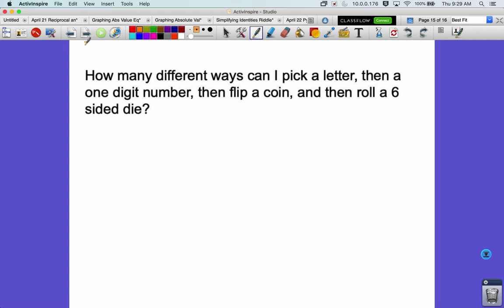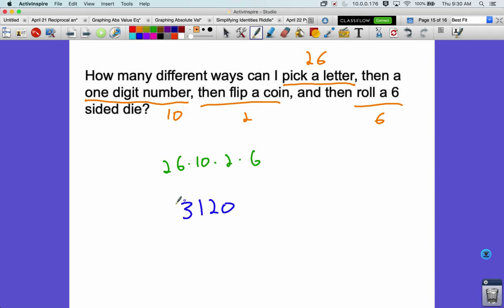Okay. How many different ways can I pick a letter? That's 26 ways. Then a one-digit number, there's 10 ways to do that. Then flip a coin, how many outcomes are possible with flipping a coin? 2, and then roll a 6-sided die. It is 6. To figure this out, I'm just gonna multiply them all. So 26 times 10 times 2 times 6. It's easy to know that we're using the fundamental counting principle when they're totally different events, because we don't have to worry about overlap or replacement. It just has to be this way. So 26 times 10 times 2 times 6 is 3,120 different unique outcomes of those four events.